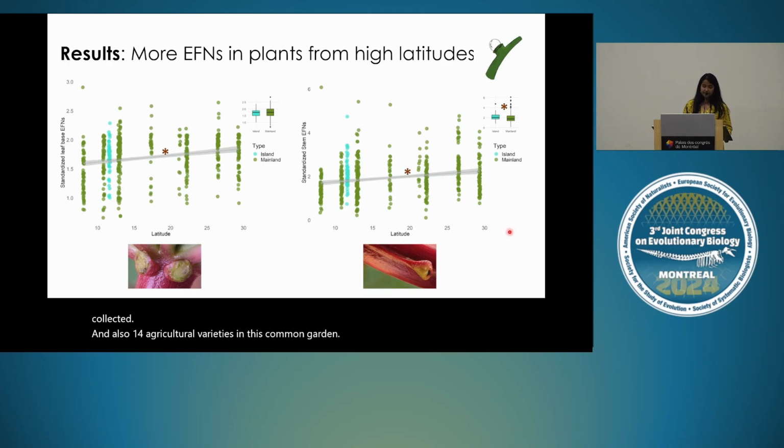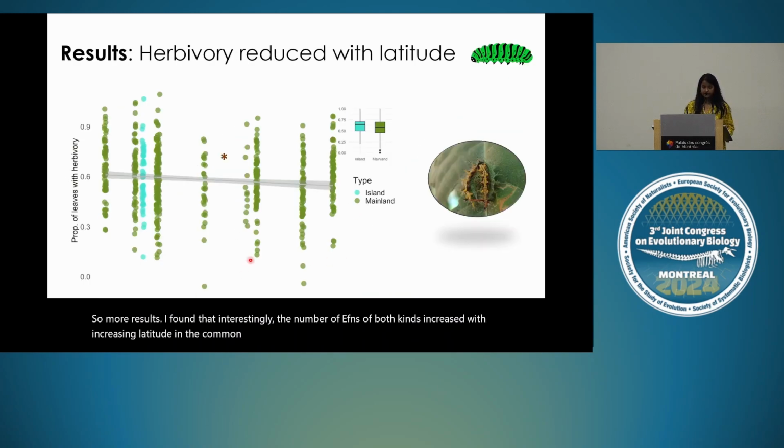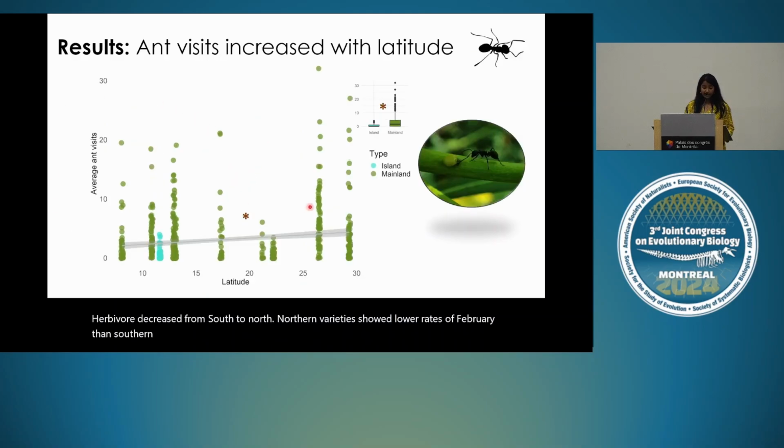So, more results. Interestingly, the number of EFNs of both kinds increased with increasing latitude in the common garden. Herbivory decreased from south to north. Northern varieties showed lower rates of herbivory than southern varieties. And ant abundance also followed that trend, where southern varieties were visited by fewer ants compared to northern varieties.